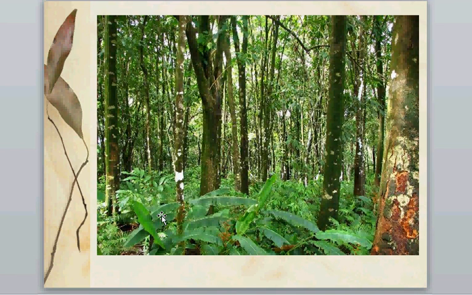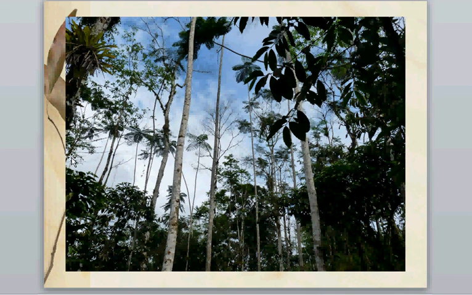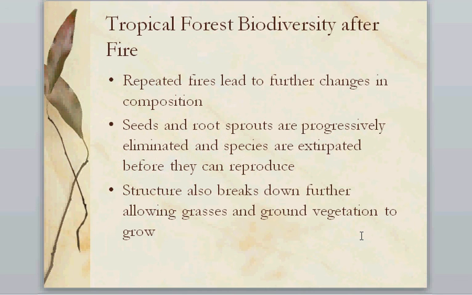So if you get repeated fires, it's going to lead to bigger and bigger changes in the composition of the ecosystem. Seeds and root sprouts are progressively eliminated as the subsequent fires destroy them, and species will tend to be lost from the ecosystem or extirpated from the ecosystem before they can reach a size which is big enough for them to seed and reproduce.